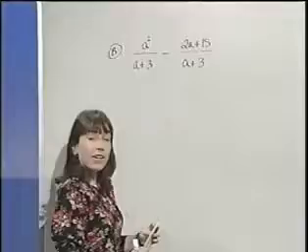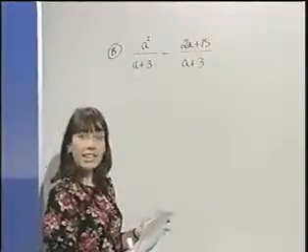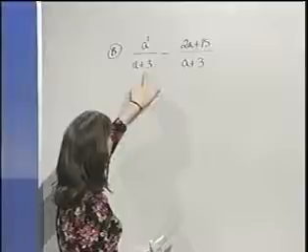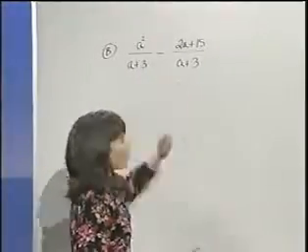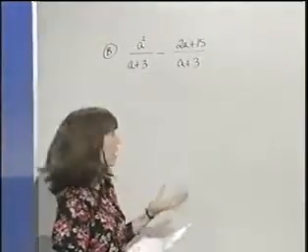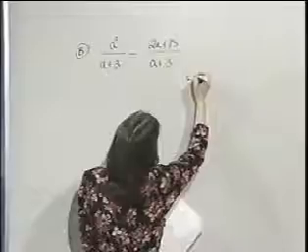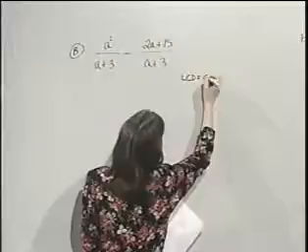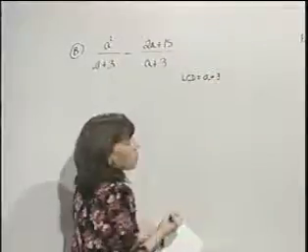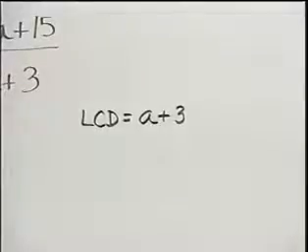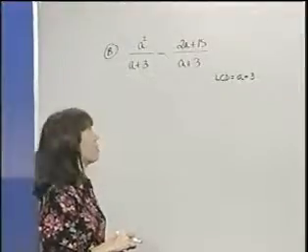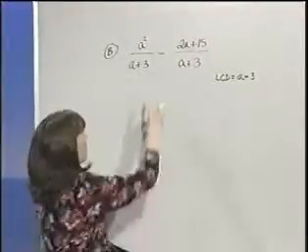Now, if you look at these fractions, our first step is to find the least common denominator. And in this case, both the denominators are already a plus 3, and so that is our denominator, and we don't have to change our fractions. So the least common denominator is a plus 3, and we don't need to convert them. All we have to do is combine the top.